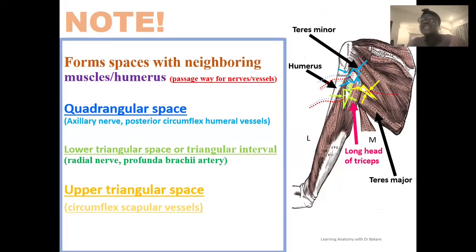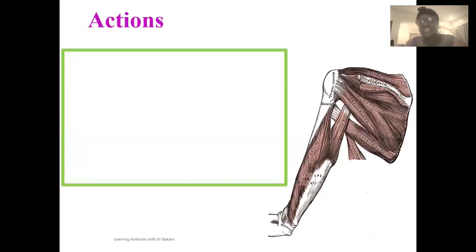So you see that these spaces are three in number and they are formed by different muscles that are located around the long head of the triceps brachii. And it is important that we highlight this and also the different vessels that are passing through them. So now let's go to the actions of this muscle.